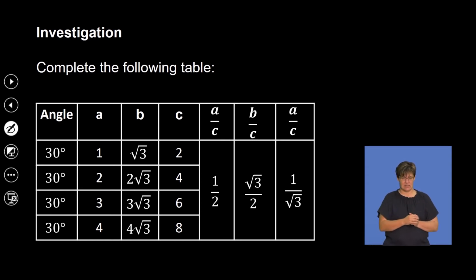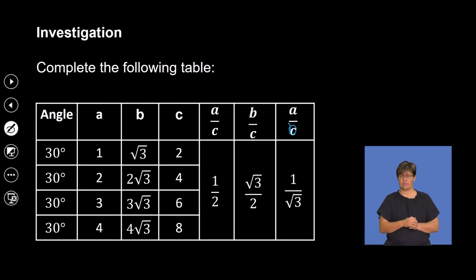So you can see that if you were to complete this, this is what it will look like. A over C will be 1 over 2 for all of them. B over C will be root 3 over 2 for all of them. And then A over C will be 1 over root 3. So that's not supposed to be A over C. It's actually supposed to be A over B.